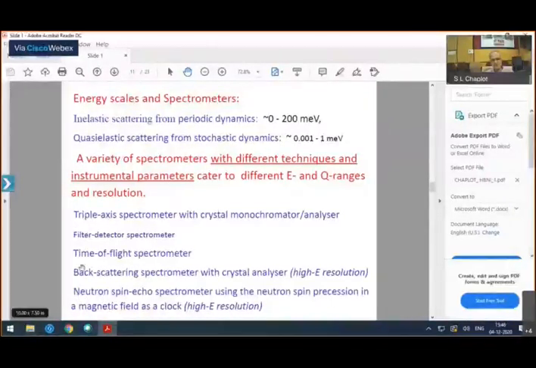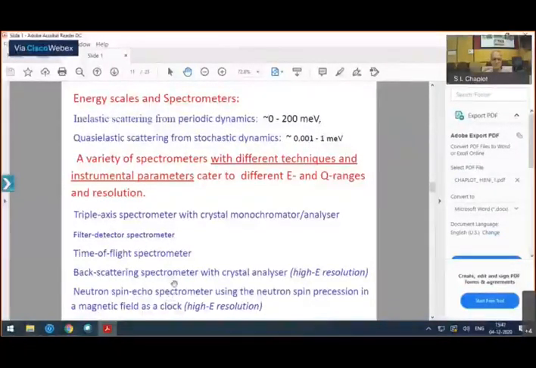And then there's a totally different technique called the neutron spin echo spectrometer, where you use the neutron spin and the precession of this spin in a magnetic field, typically a few hundred Gauss. It's not a very large field, but it's a large field over a long, large space of the scattering region, and that can be used as a clock. Once again, this technique also gives energy resolution in the range of a microelectron volt.